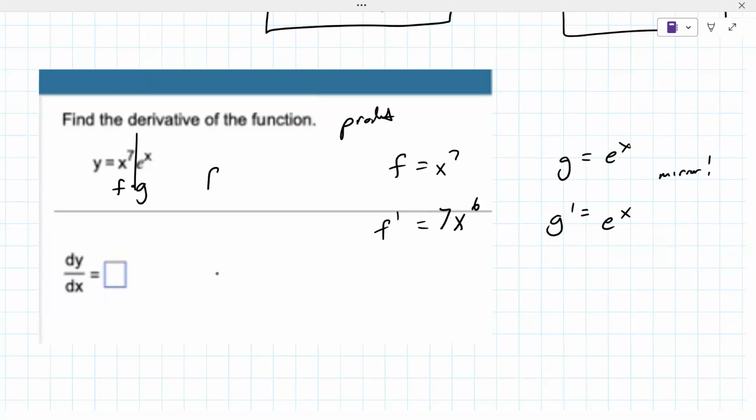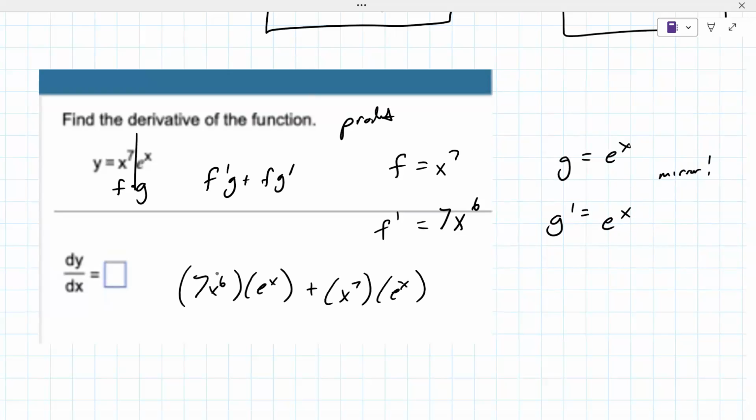So product rule: f prime g plus fg prime, you're pairing them diagonally. So it's like 7x to the sixth times e to the x plus x to the seventh times e to the x. Also another opportunity where this would be written maybe very differently in multiple choice, where they manipulated some things, factored out some stuff.